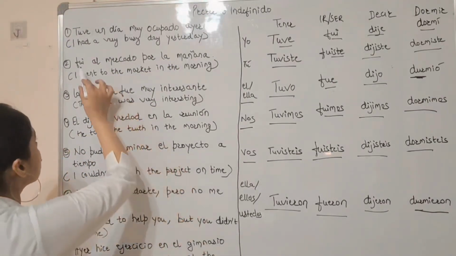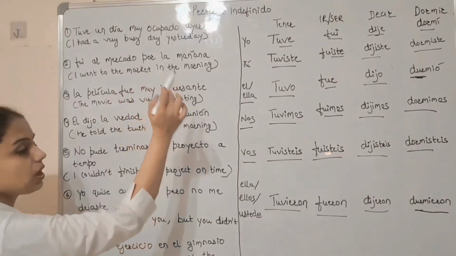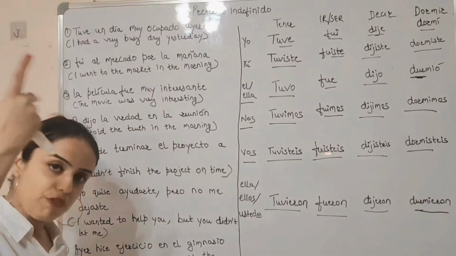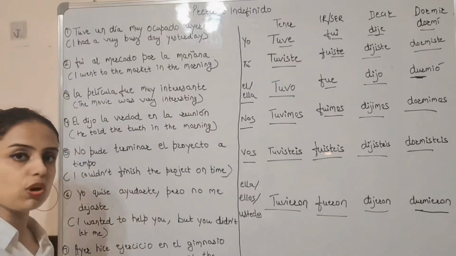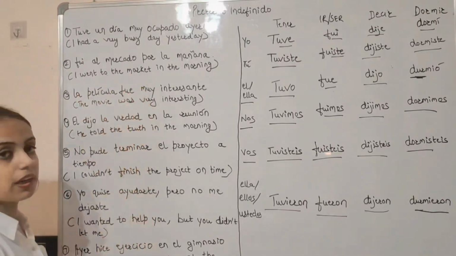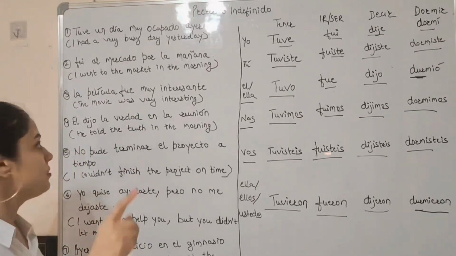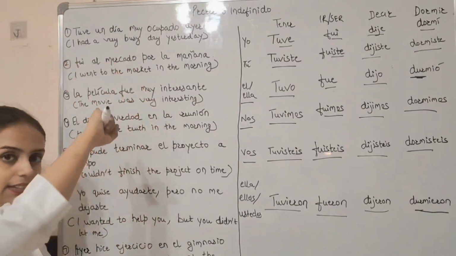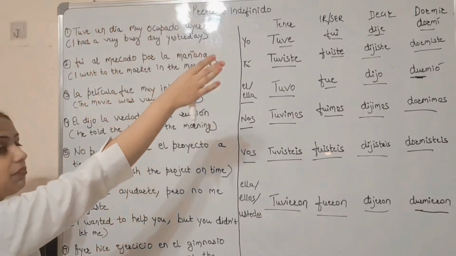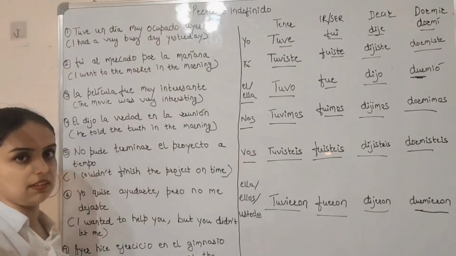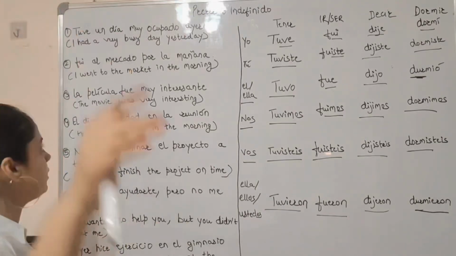The next one is: Fui al mercado por la mañana. Fui al mercado por la mañana. I went to the market in the morning. That means the action has been done. Here, I had a very busy day. That day was busy, so that action has been completed in the past.